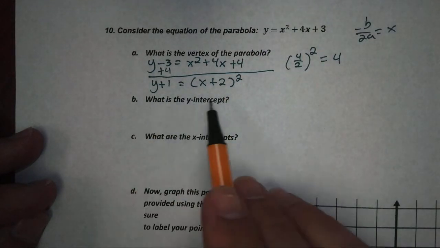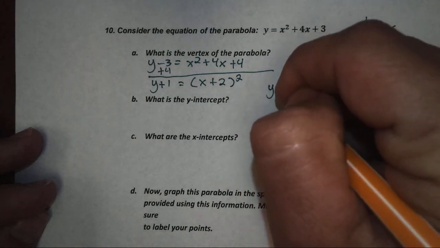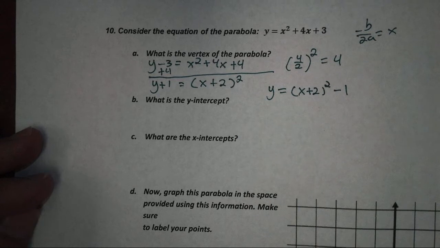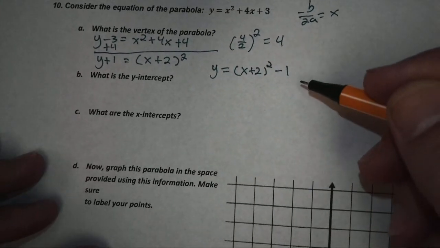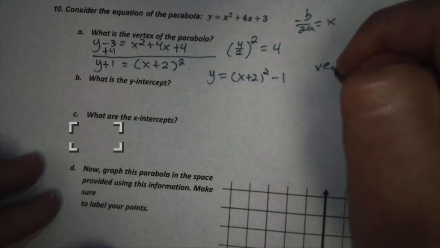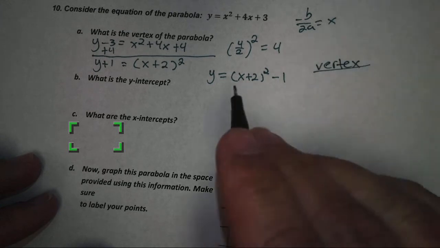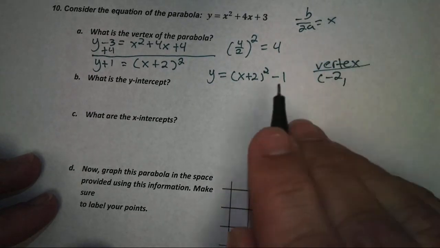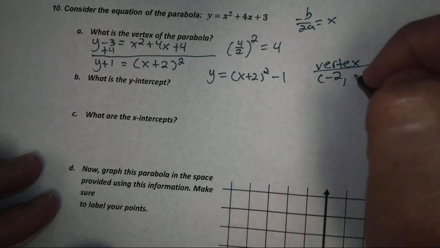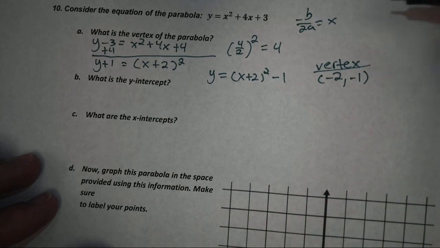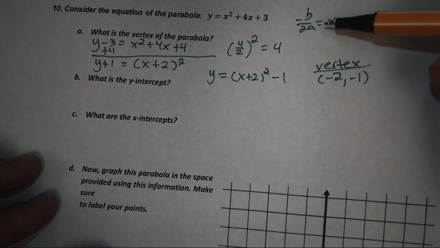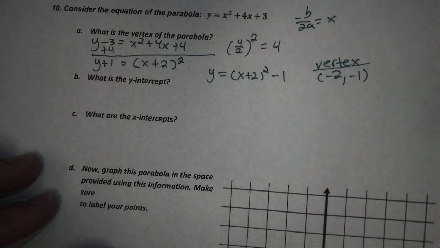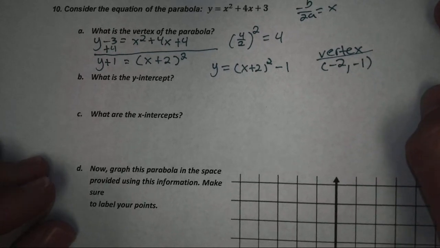Now I just have to get that 1 to the other side. So y equals x plus 2 squared minus 1. So now I'm in vertex form. So therefore the vertex, remember it's always the opposite of what's with your x. So instead of positive 2, it's a negative 2. And the y value is always what you see. So negative 1. And again, you could have done it the negative b over 2a method, plugged in your x and done order of operations. But I did complete the square since we learned how to do that in this chapter.